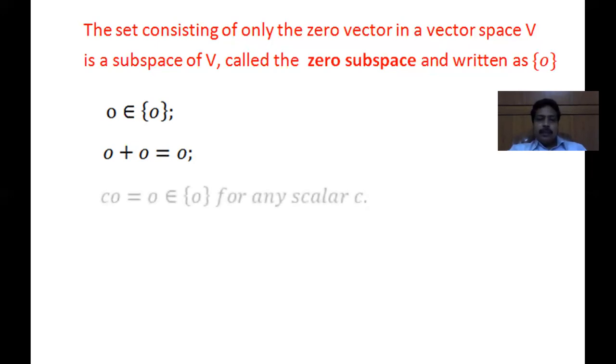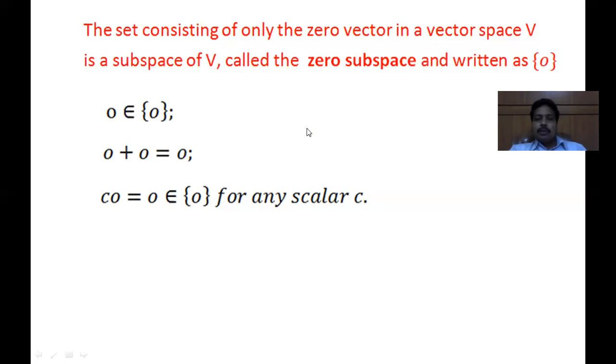Similarly, if you multiply the zero vector O with any scalar C, then you will get the same zero vector O, which belongs to the singleton set O, for any scalar C. Therefore, all the three conditions are satisfied. The zero vector is here. It is closed under vector addition. It is closed under scalar multiplication.